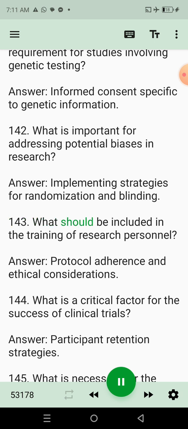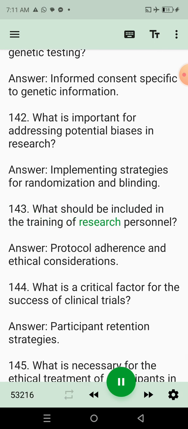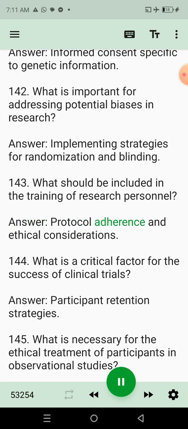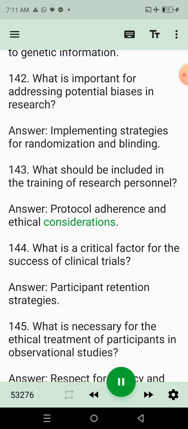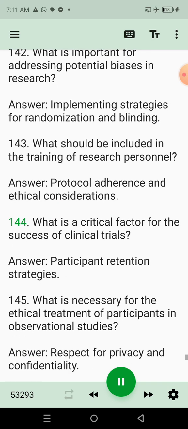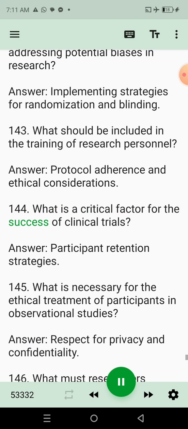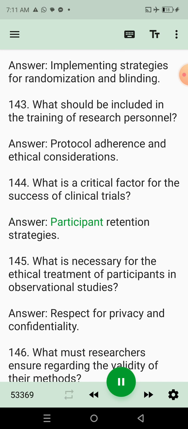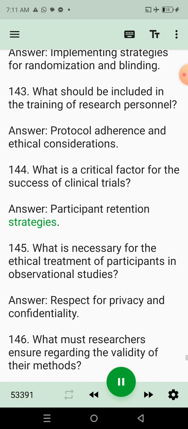143. What should be included in the training of research personnel? Answer: Protocol adherence and ethical considerations. 144. What is a critical factor for the success of clinical trials? Answer: Participant retention strategies.